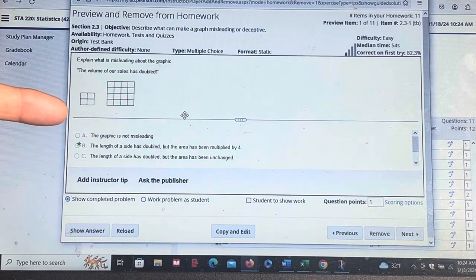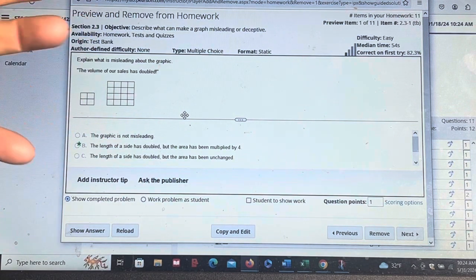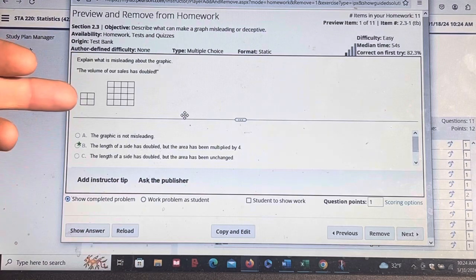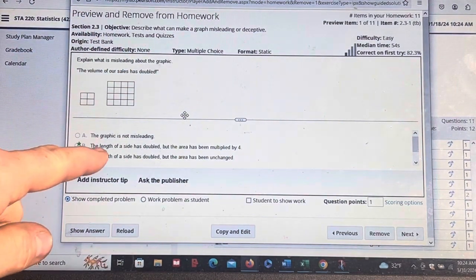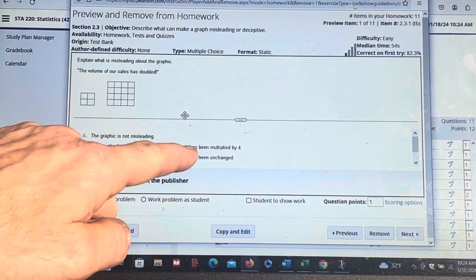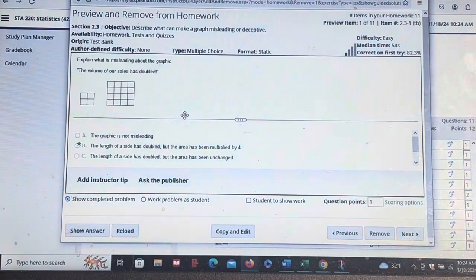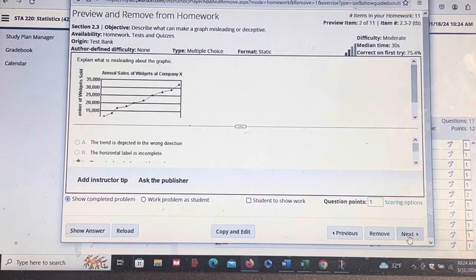And so actually what happens is the volume, which is the area we're looking at, has quadrupled. So it looks like the length of the side has doubled, but the area has been multiplied by 4. The area has quadrupled. Okay, that's misleading. Here's something else that's misleading.